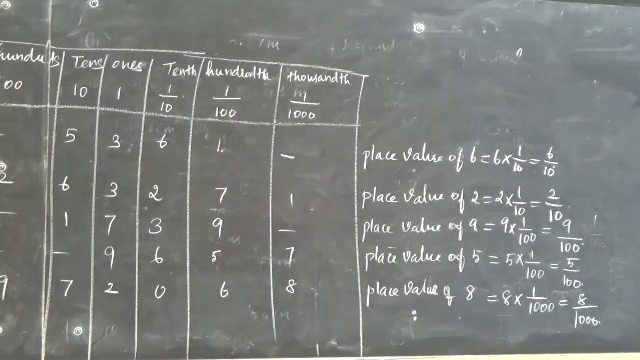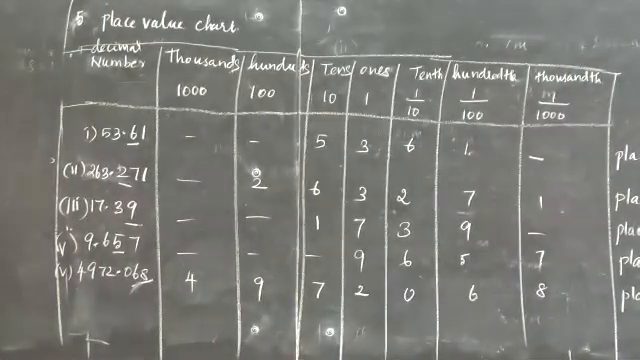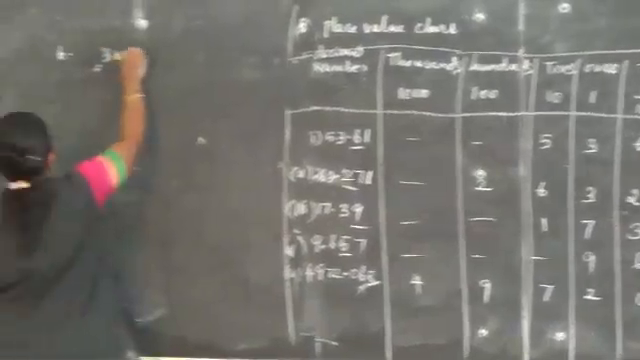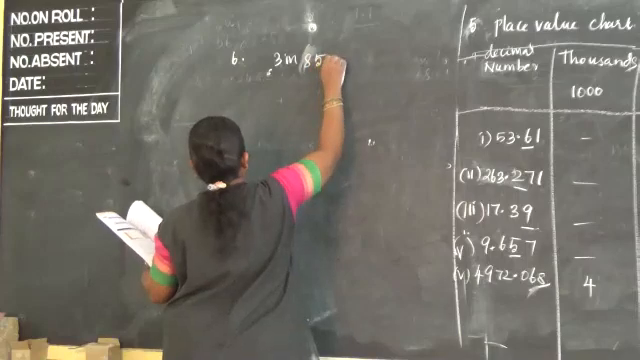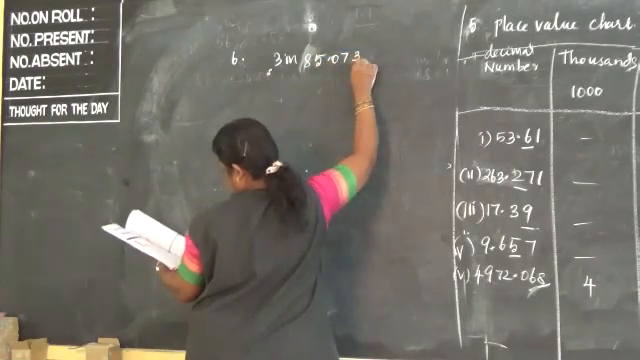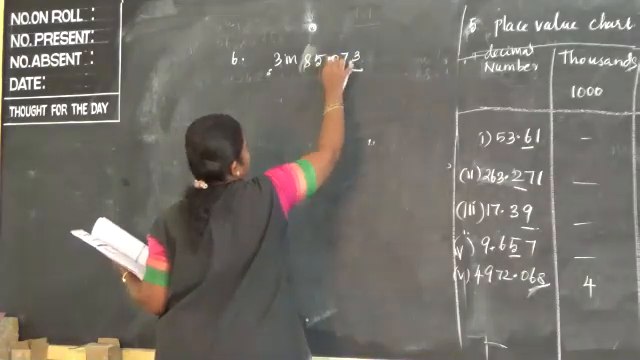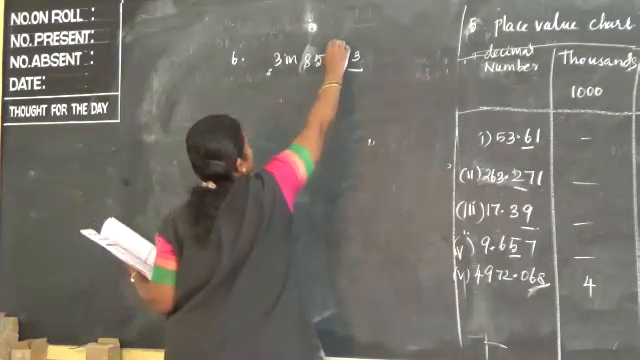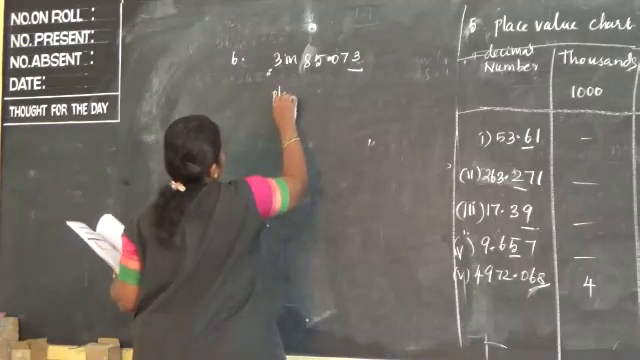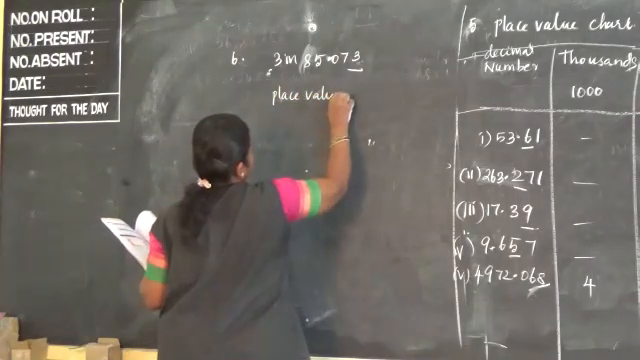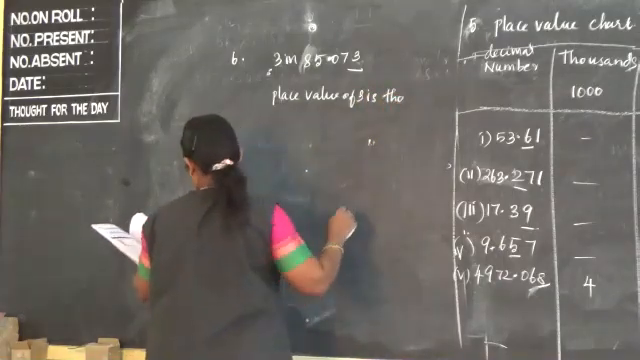That sixth one is the place value of 3 in 85.073. What is the place value of 3? This was in the decimal part. So tenths, hundredths, thousandths. So place value of 3 is thousandths.